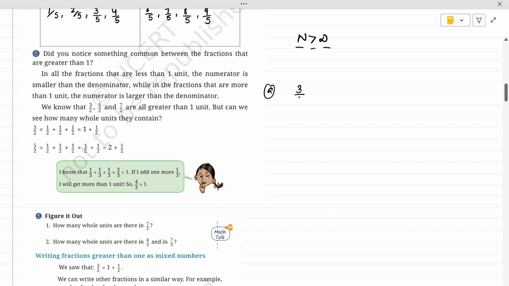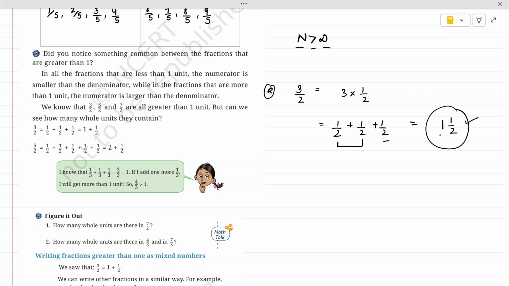First method: let's take the example of 3 by 2. We can write this as 3 times 1 by 2, right? That means 1 by 2 plus 1 by 2 plus 1 by 2. And again, we know half plus half will give us 1 and this half will be remaining. So we will write this as is. This is the mixed fraction where we have one whole and one half. Easy. I am mentioning this as method 1.